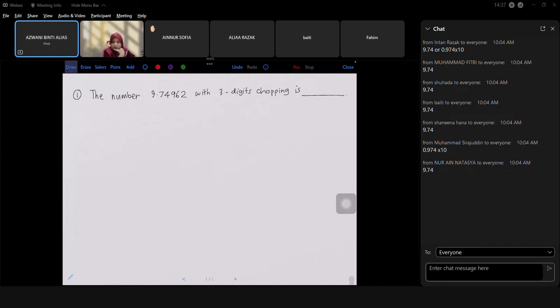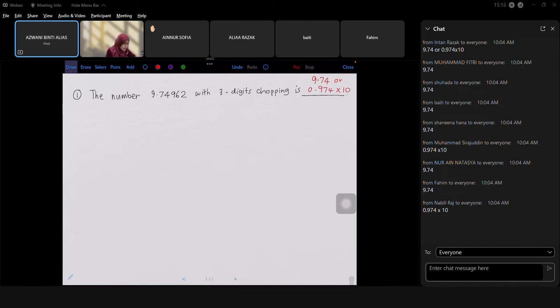Okay, Syuhada. Okay, so 9.74. Some of you wrote 9.74 and Rajuddin wrote it in normalized form. So both of the answers are correct. Good. So everyone understands how to do 3-digit chopping. The answer is 9.74, or you can write it in normalized form, 0.974 times 10 to the power of 1. Okay, so everyone is correct, everyone understands.